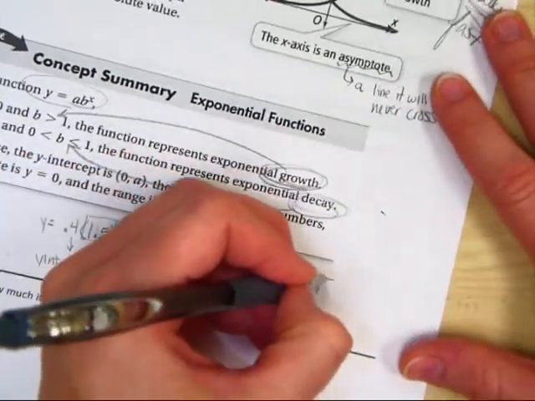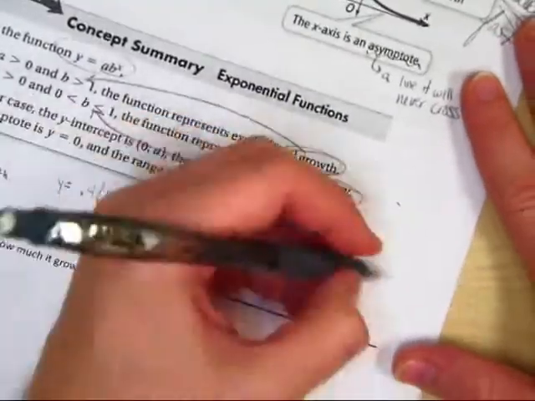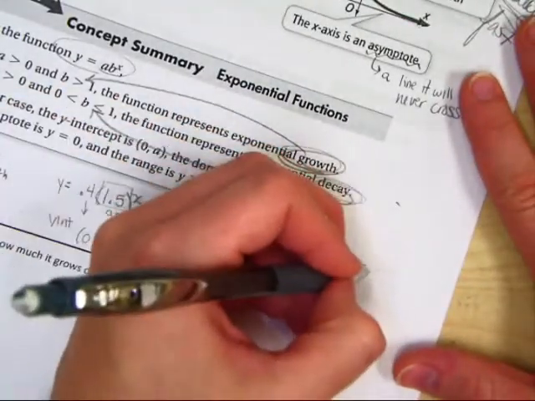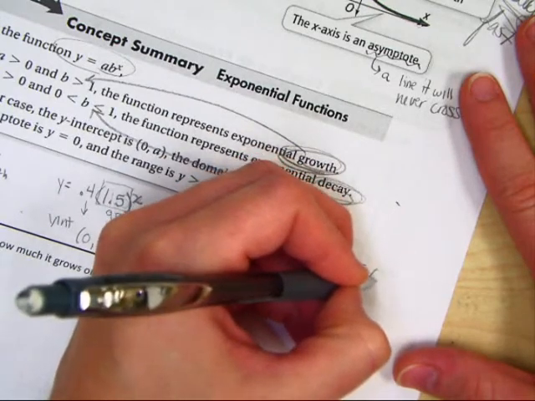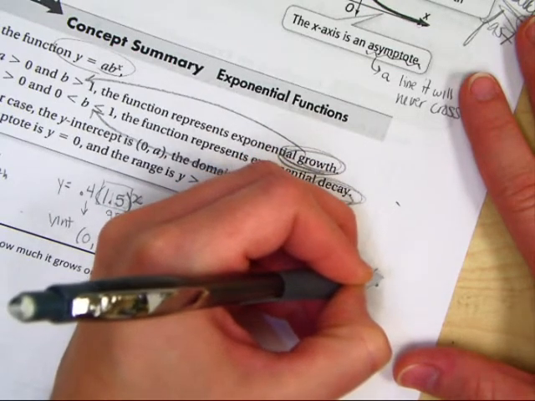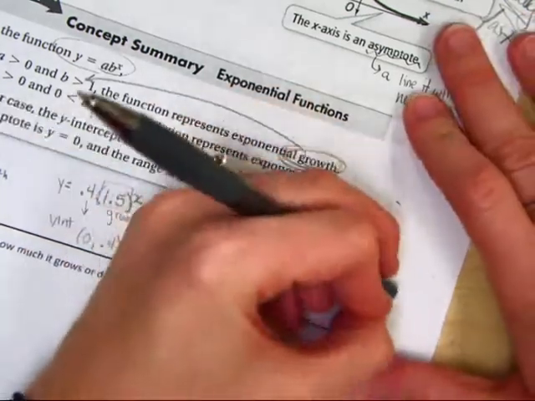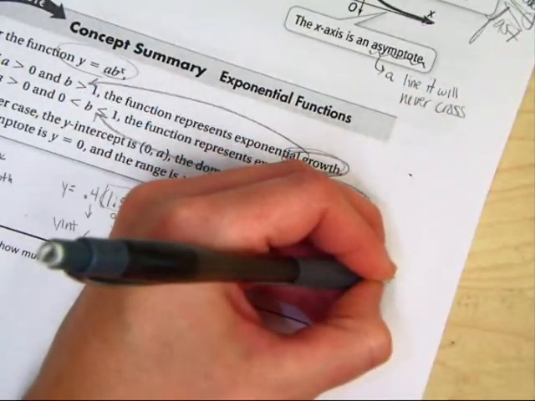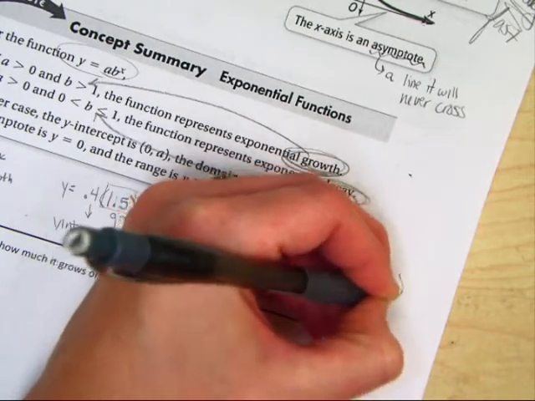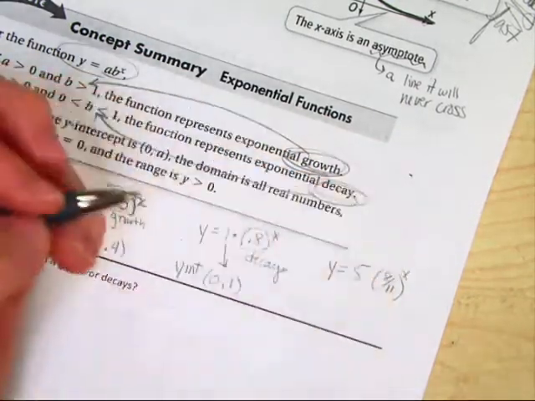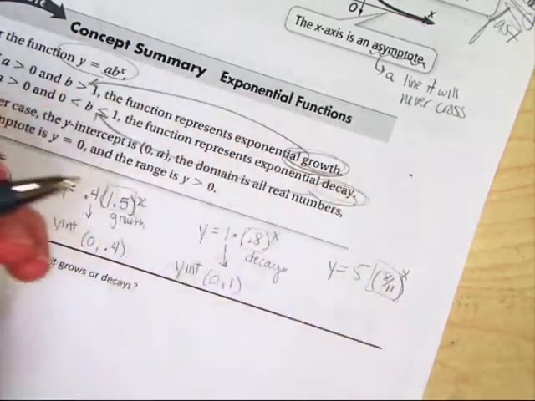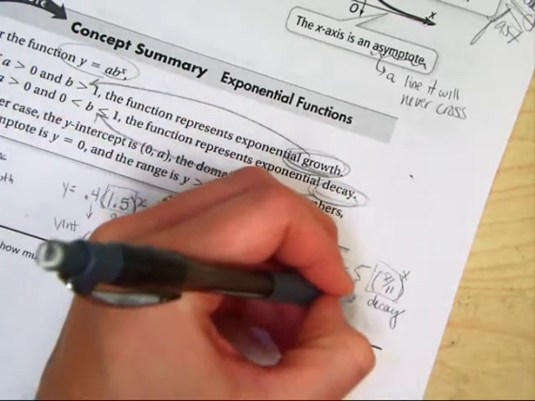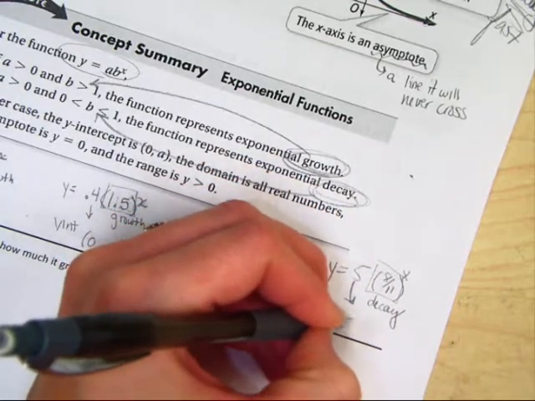Let's talk about another decay. y equals 5. That number, remember, doesn't matter. Times, let's make it a fraction, 8 over 11 to the x. See how this is smaller than 1? That represents decay. Okay? And this would be your y-intercept, (0, 5).